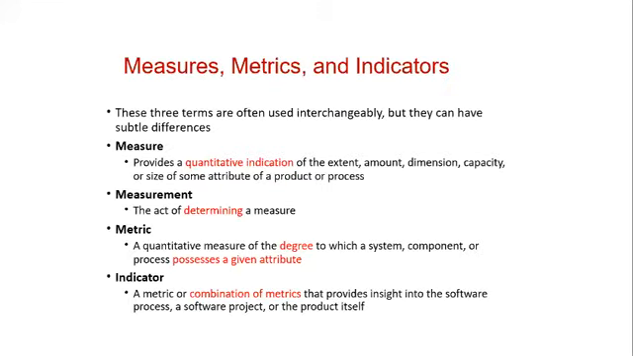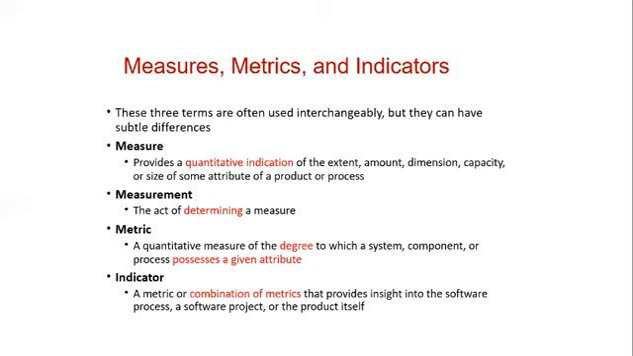Then coming on to the framework for product metrics. Here you've got measures, metrics, and indicators. You've got three different terms. The definition for these three terms: what is a measure? A measure provides a quantitative indication of the extent, amount, dimension, capacity, or size of some attribute of a product or process.